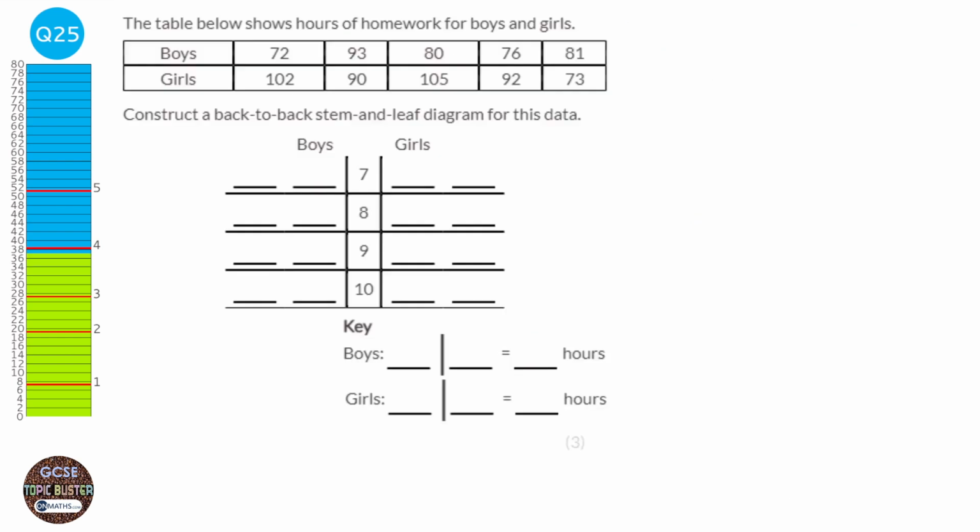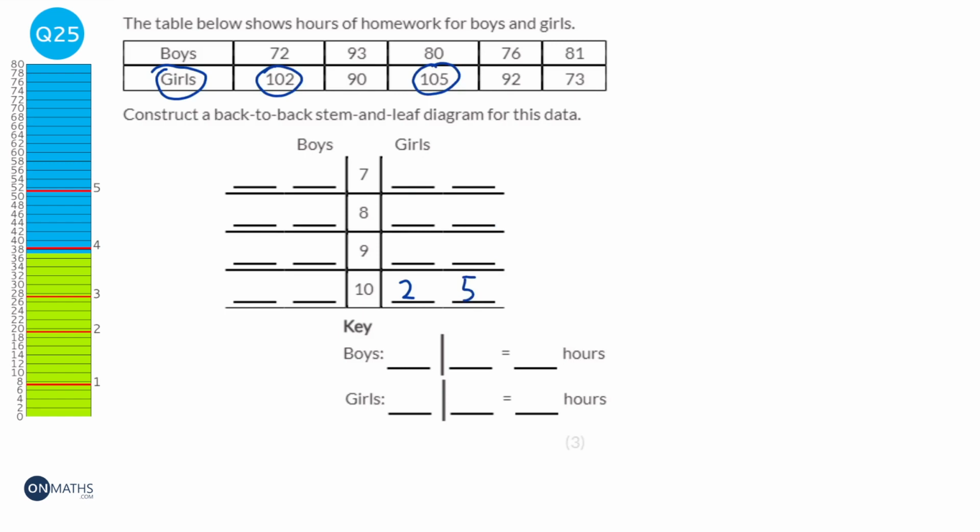So here we have a back-to-back stem and leaf diagram, and we're going to focus on just the girls first, because the right-hand one is normally easier to do. The stem here gives us all of the tens by the looks of it, and then we put the units in here. We've got 102 here and 105 here, so we're going to put a 2 here and a 5 here to represent 102 and 105.